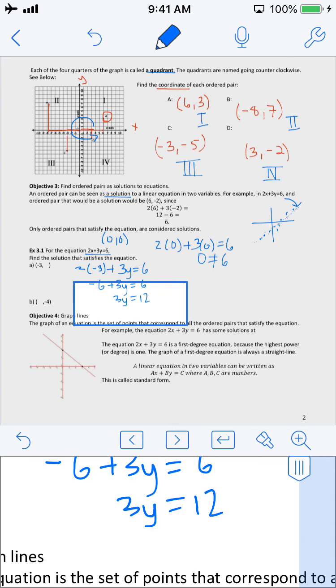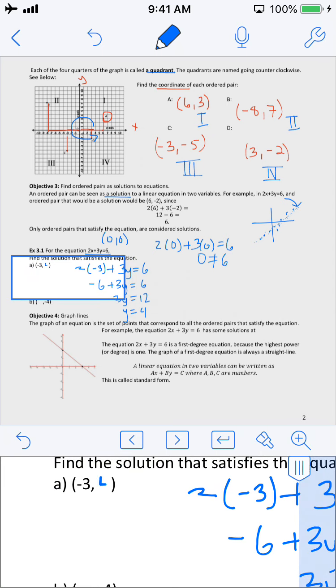So we divide by 3 here. Y equals 4. So in order for this to be a solution pair, y has to be 4. Can't be 5, can't be 2, can't be 3, can't be 4.1, it has to be 4. Alright, let's go find the other one.